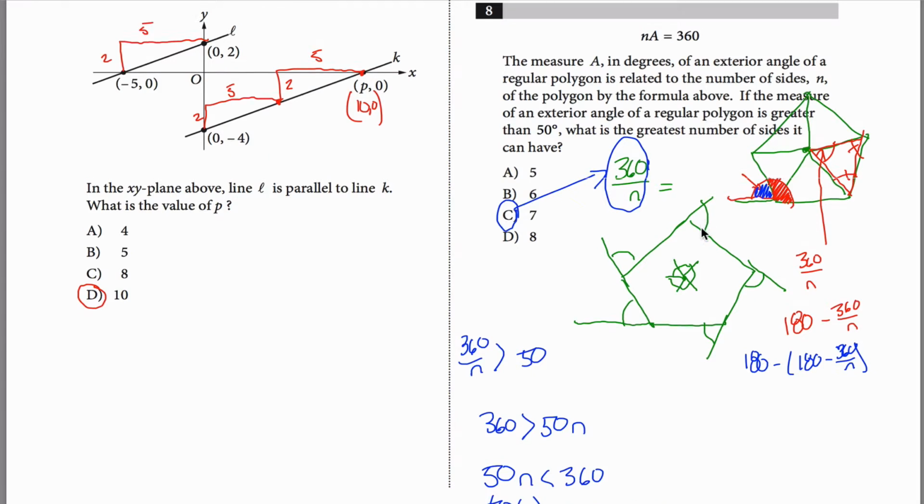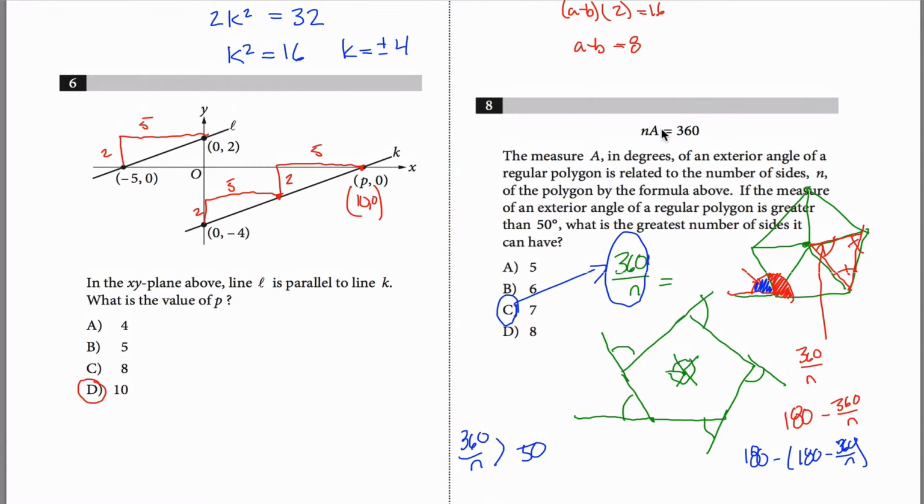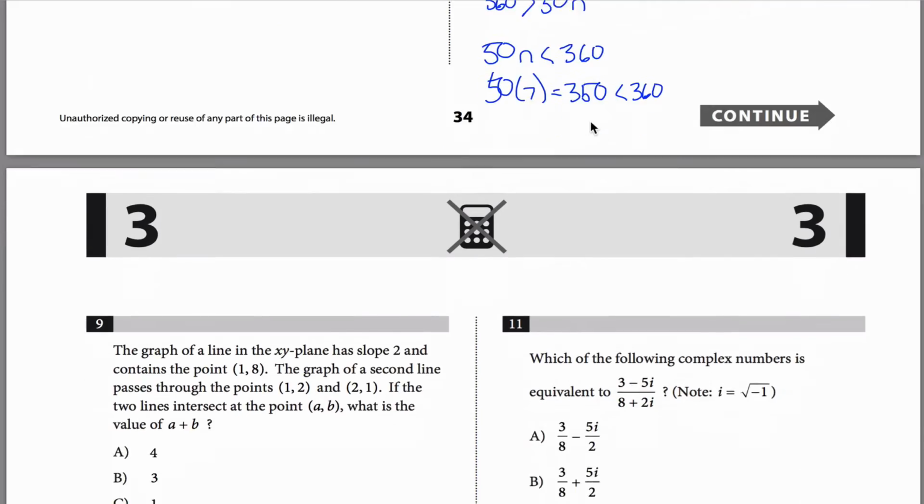But I mean, how likely is it that the measure of an exterior angle formula is going to show up on an SAT test? I don't know. This is where it comes from, and this is how you would use it.